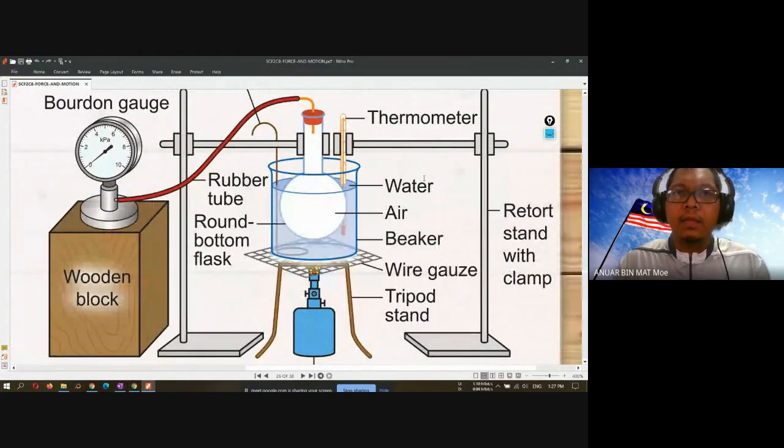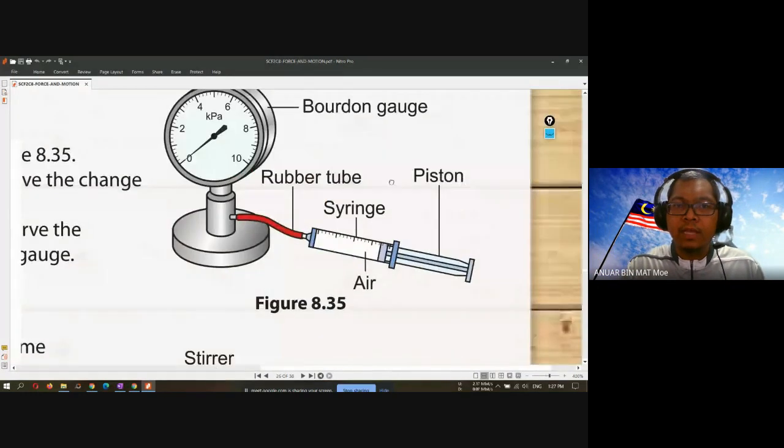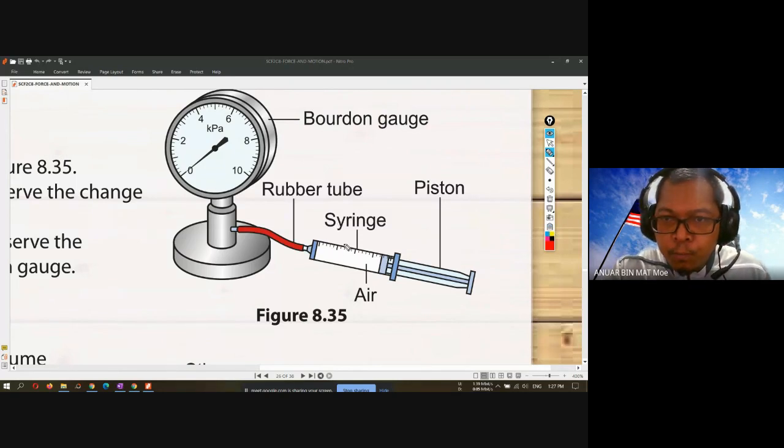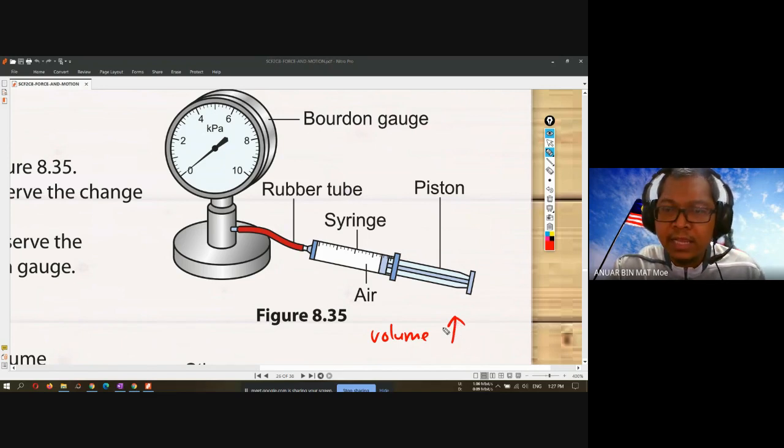All right. So when you apply pressure, the volume will compress. Over here, when you push the syringe, what happened to the volume? If you push the piston over here, the volume will go down. The volume decreases, and then the air pressure also increases.